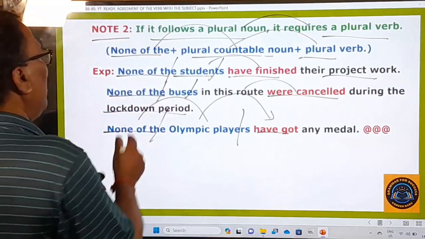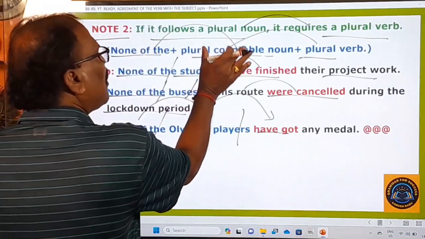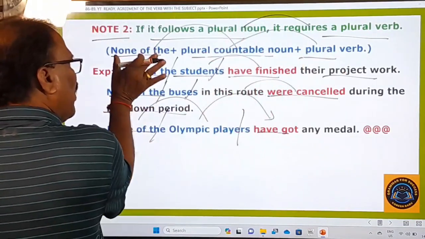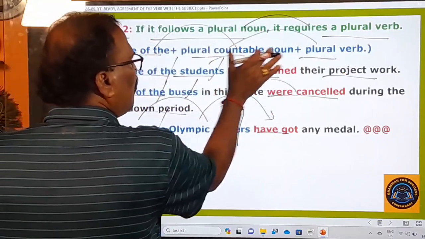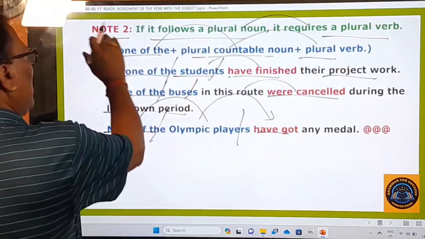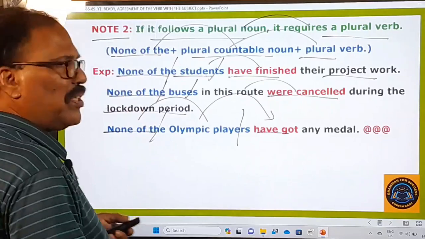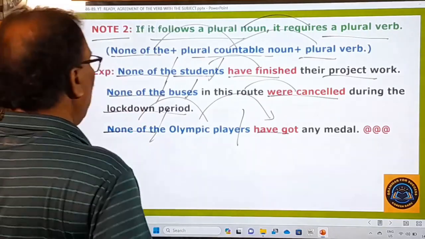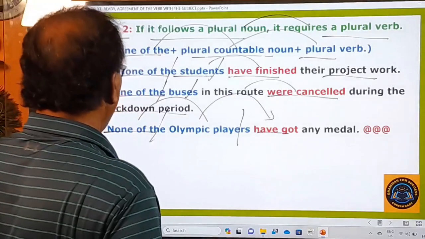So in this way, none of the plus uncountable noun plus singular verb is one pattern. None of the plus plural noun plus plural verb is the second pattern. Note 1, note 2: please follow these two notes very carefully. That's all about the use of none. Now let's move on to the next rule.